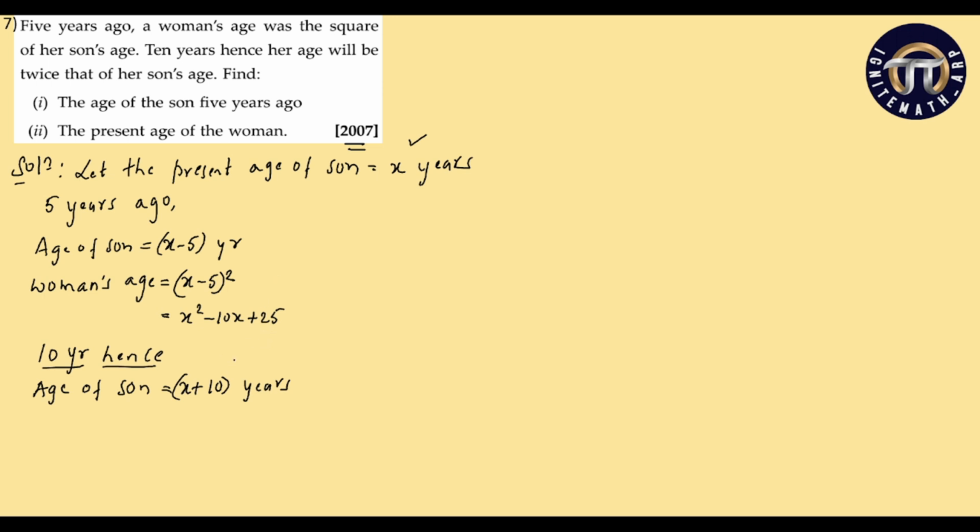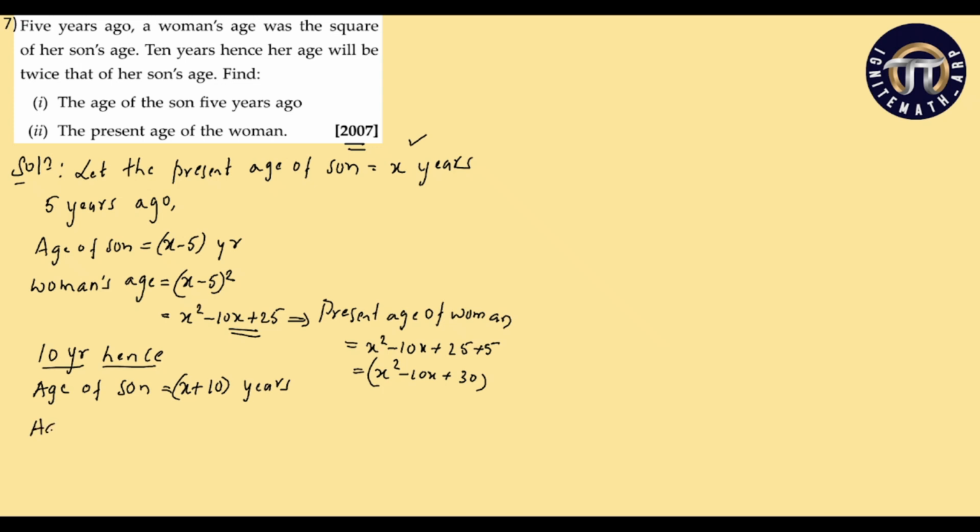So the present age of the woman is going to be, look at this very carefully. Here I will write better. Therefore, the present age of the woman is equal to the age of the woman 5 years ago plus 5, that is x square minus 10x plus 25 plus 5. Clear? So that is x square minus 10x plus 30, the present age of the woman.